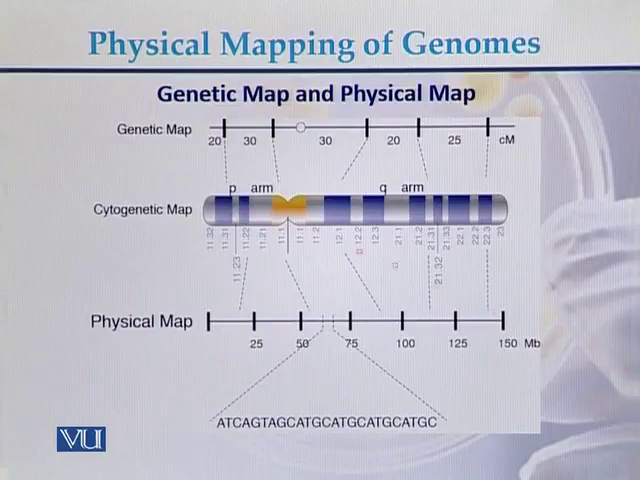This is another diagram in which we can correlate different maps like the genetic map, cytogenetic map, and the physical map. Genetic maps are usually in the form of centimorgans, and cytogenetic maps are in the form of banding patterns. This is the P arm and this is the Q arm, and here we can see the banding pattern on the chromosomes. But in case of the physical map, we can sequence the DNA and find the exact nucleotide sequence of the genomes, and we can also find the exact location of the genes.